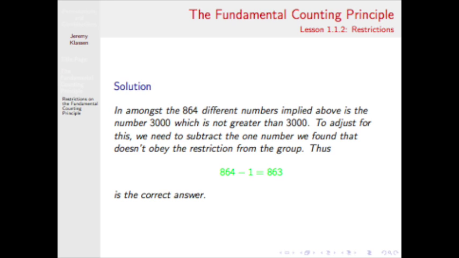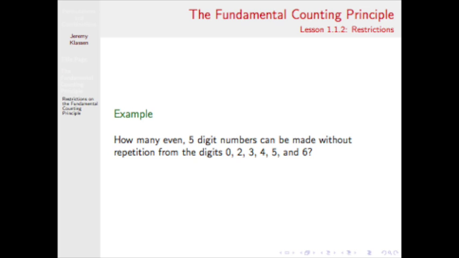correct answer. Okay, now let's take a look at another example, and admittedly a kind of a hard one. How many even 5-digit numbers can be made without repetition using the digits 0, 2, 3, 4, 5, and 6? Seems pretty innocuous, but there's a bit of a trick to this.